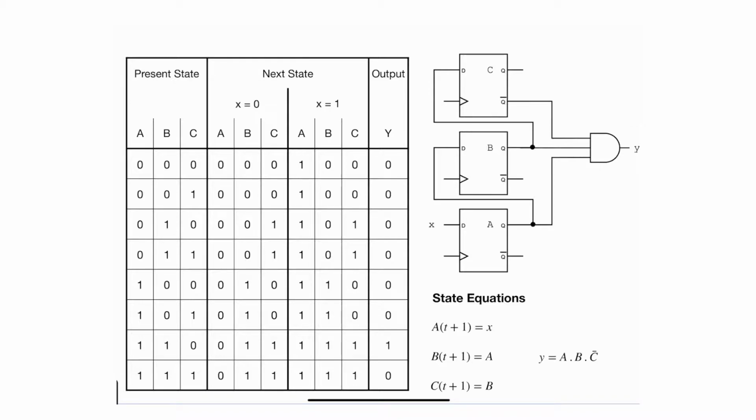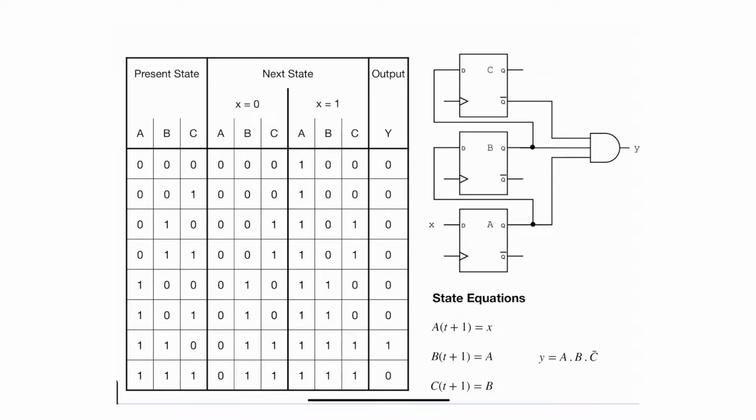So for example, you can see that these just depend on each other. The first one, A, just depends on X, and B depends on A, and C depends on B. And the output equation is just, I think, C prime, and then B, and then A, and that's what you can see in here. And I also filled the state table in here.